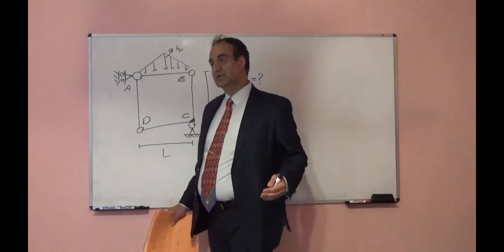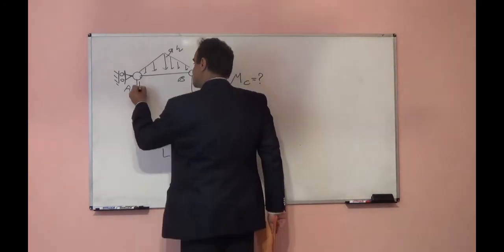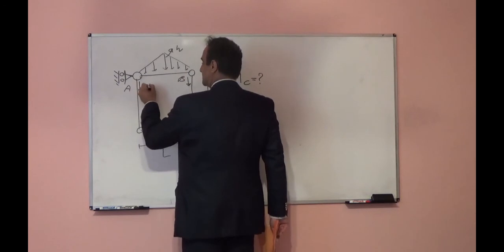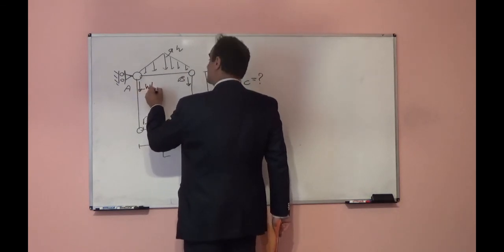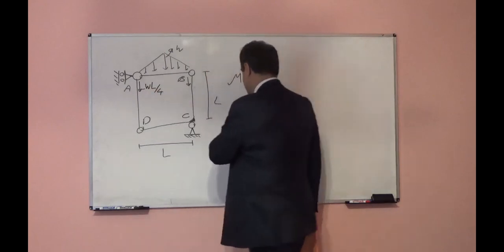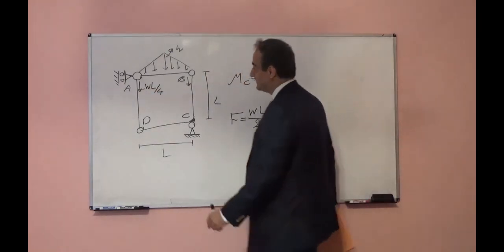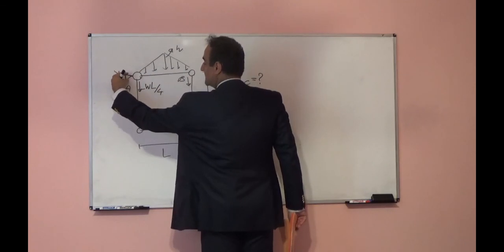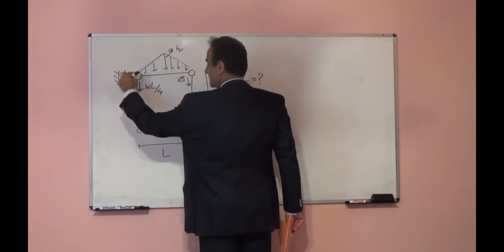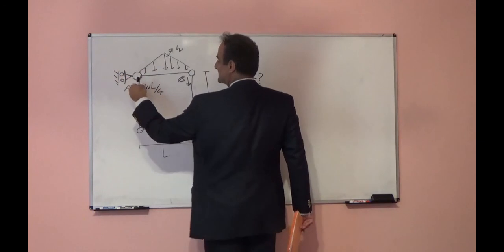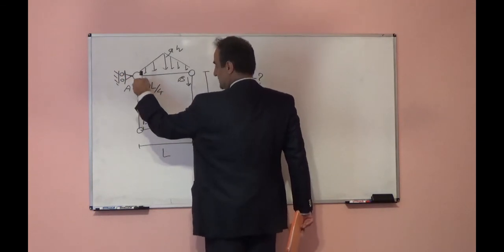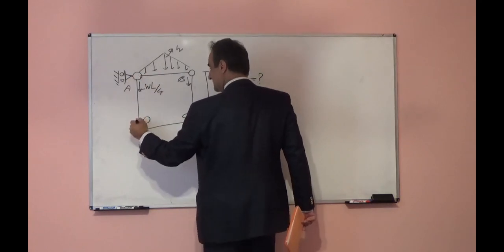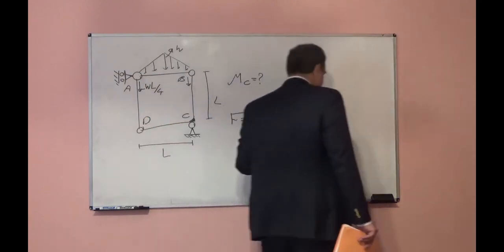From this entire load, half will transfer here, half will transfer here. This half is transferring here, it will be WL over 4, half of this. That will move because this support is free to move in vertical direction, so no resistance against this load. This load directly will transfer to the column AD. From there it will transfer to the node D.